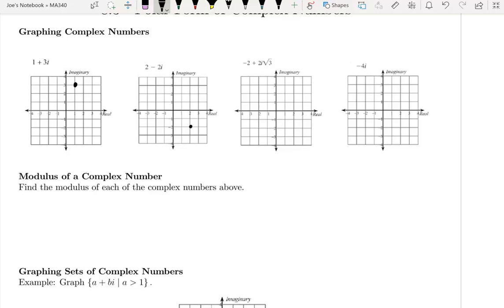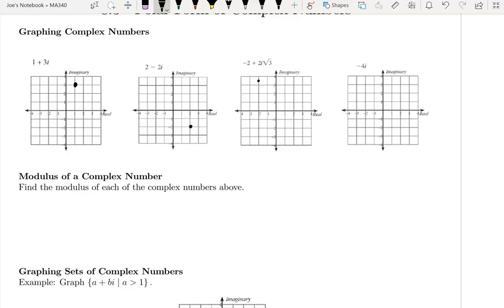The next one. So this one, your real part is -2. Your imaginary part is 2 times square root of 3. Square root of 3 is a little bit bigger than 1.7. 2 times 1.7 is 3.4, so it's a little bit less than 3.5. Be up there.